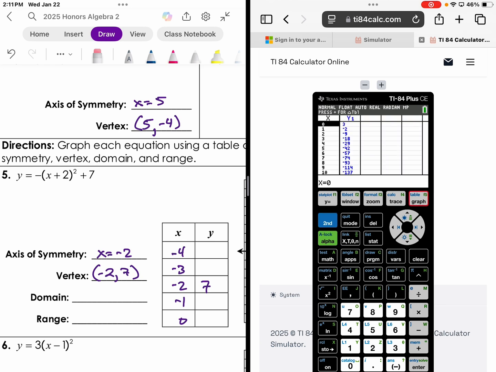So now I'm going to do second graph to get to the table, and I'm going to cheat and just grab the numbers from here to fill in my table real quickly, just to save me some time. And 7, 6, and 3.